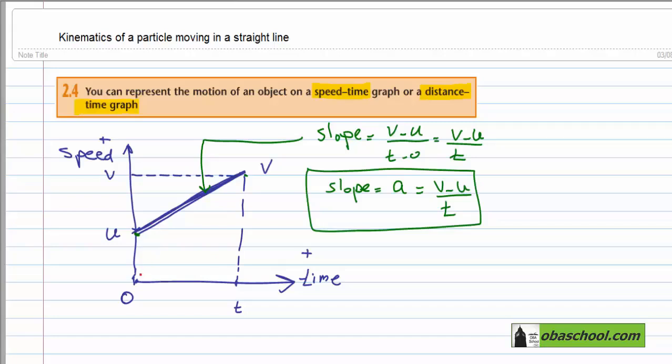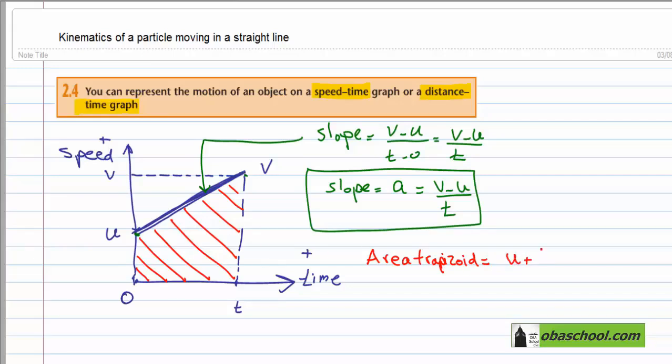To find this distance, we should find the area under the speed-time graph, which is a line in this case. So we should find the area under this straight line connecting u with v. This is the area as shaded, which is an area of a trapezoid. And this shape, OUVT, is thus a trapezoid. But what is the area of a trapezoid? Well, the area of a trapezoid is equal to the first height u plus the second height from t to v, which is v, divided by 2, and multiplied by the base of the trapezoid, which is from 0 to t on the horizontal axis, which is t.